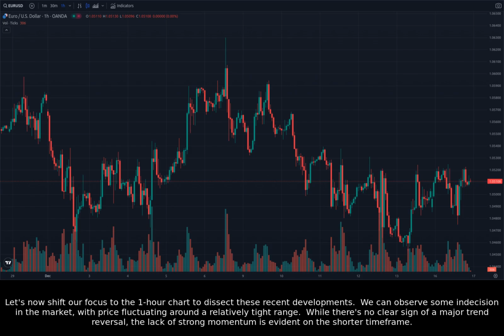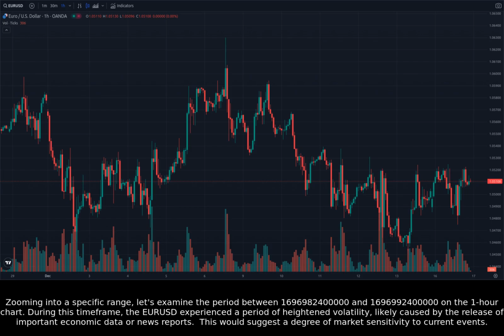We can observe some indecision in the market, with price fluctuating around a relatively tight range. While there's no clear sign of a major trend reversal, the lack of strong momentum is evident on the shorter time frame. Zooming into a specific range, let's examine the period between 1696982400000 and 1696992400000 on the one-hour chart.